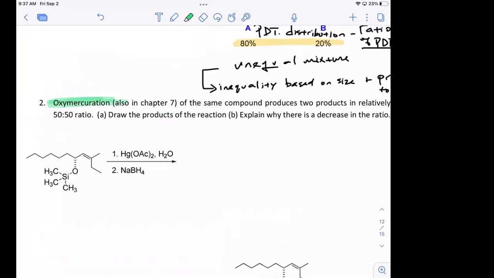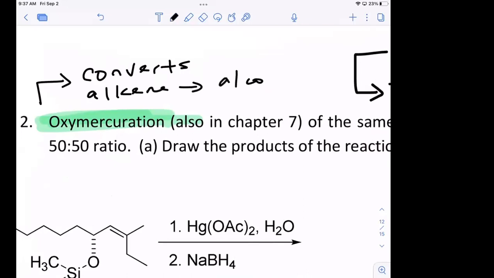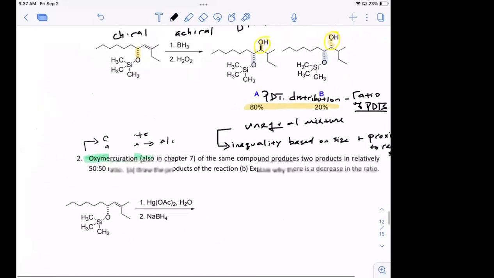It's really in the same class of reactions as hydroboration, but there's one thing that's different about it. Online says it's an electrophilic addition that transforms an alkene into a neutral alcohol. Good. That's the same thing we did up here, right?